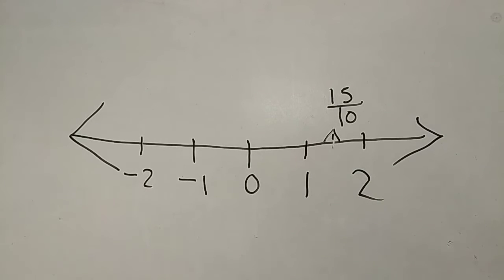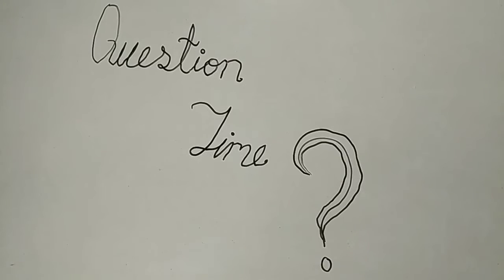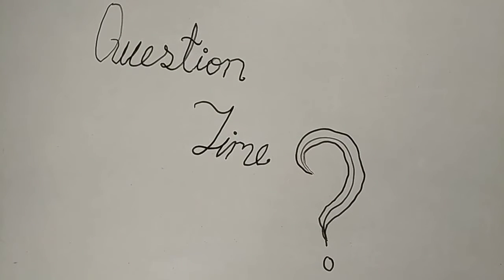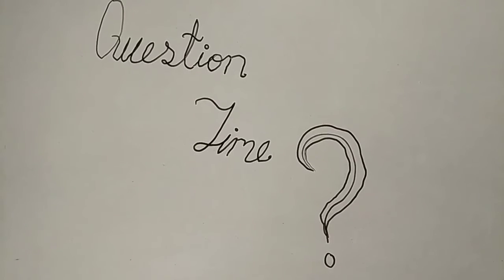Moving on, we can see the number line. This number line is composed of real numbers. It contains only real numbers. So now it's question time, guys. I will ask some questions and solve them. So listen carefully.